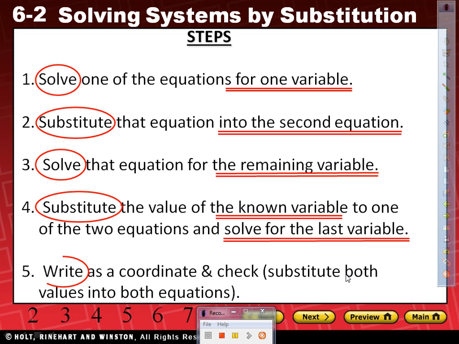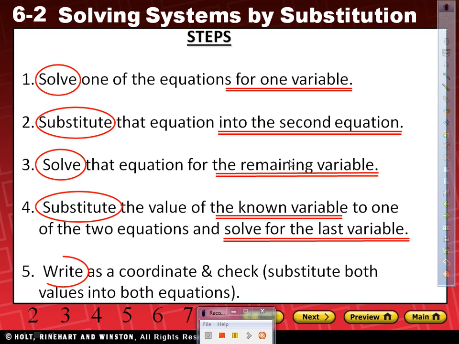What are we checking? How do we check? We substitute into both equations to see if they're true. Remember that, what we did yesterday? Especially those of you that did all your homework, I appreciate it. You check that point in each equation to see if it's true. Okay, good. All right, so it's 5 basic steps.